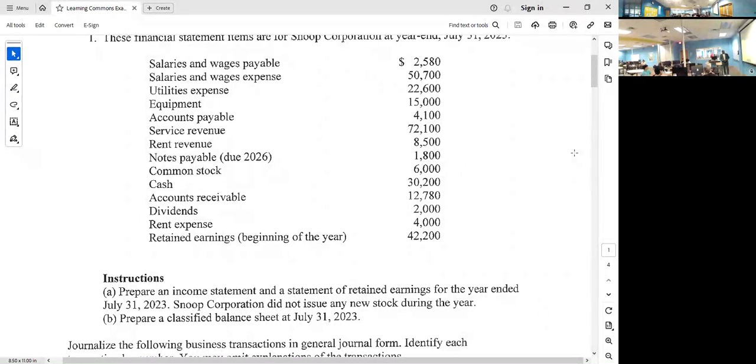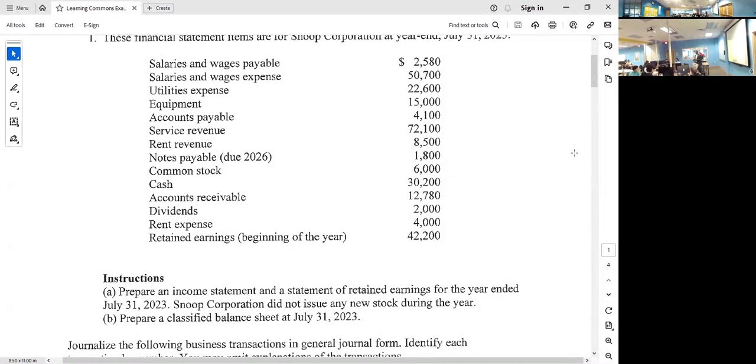Now I want you to attempt this. I'm going to give you a few minutes. I always like to attempt stuff first. Let's prepare an income statement. See if you can prepare an income statement. You have to pull the accounts out of here to prepare it, and tell me whether you got a net income or a loss.